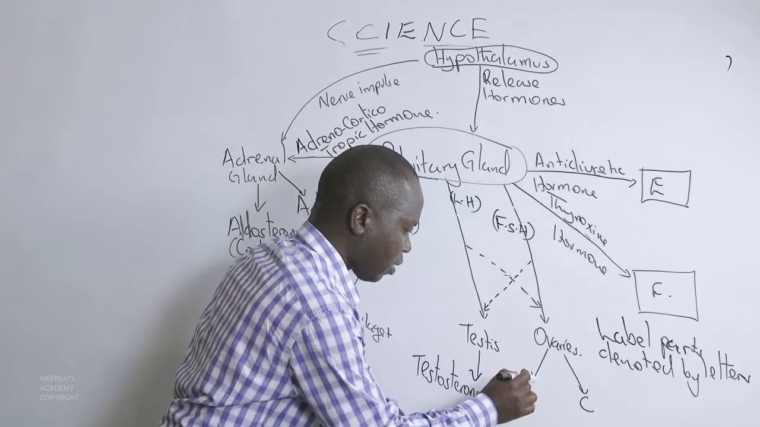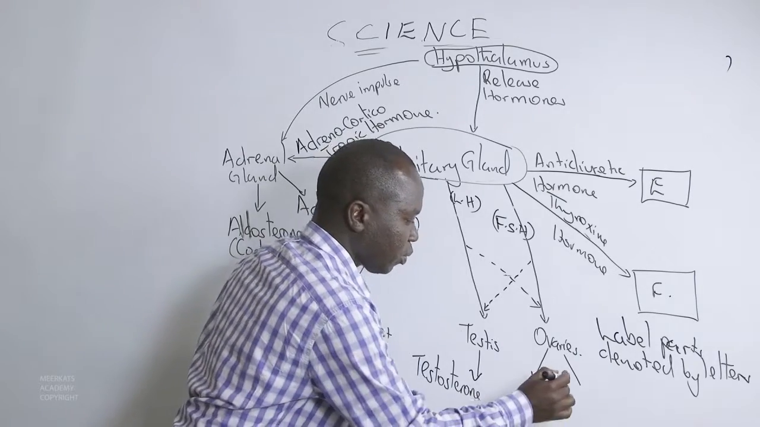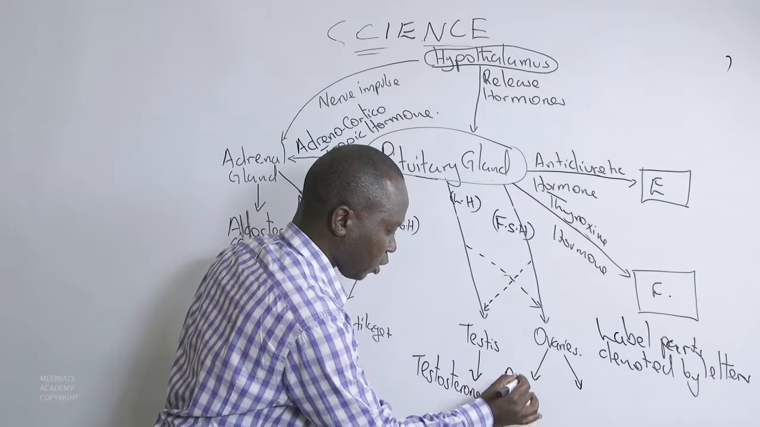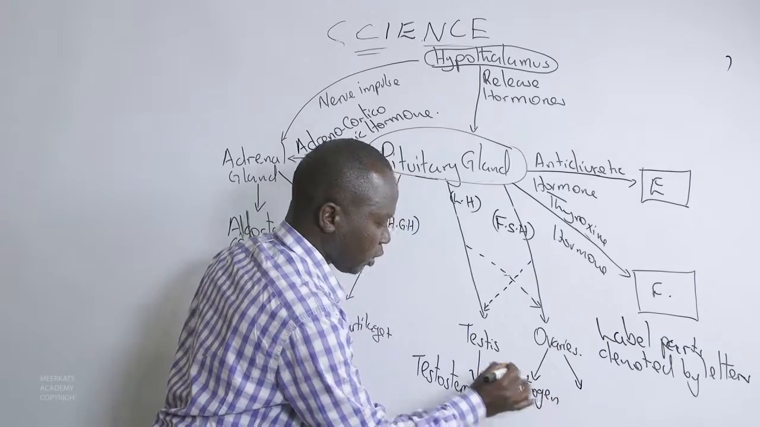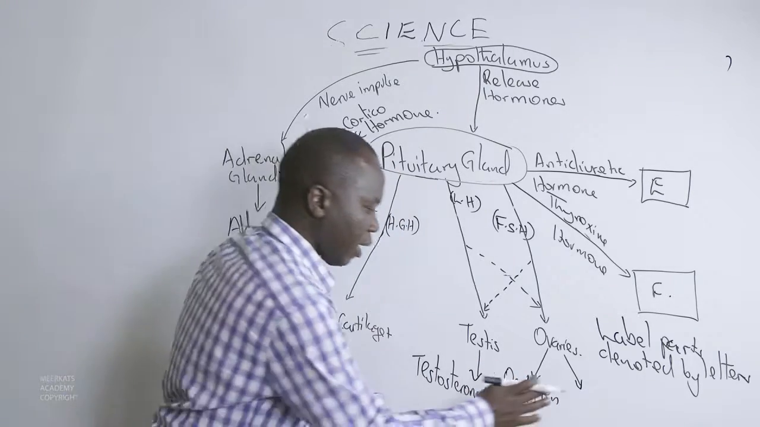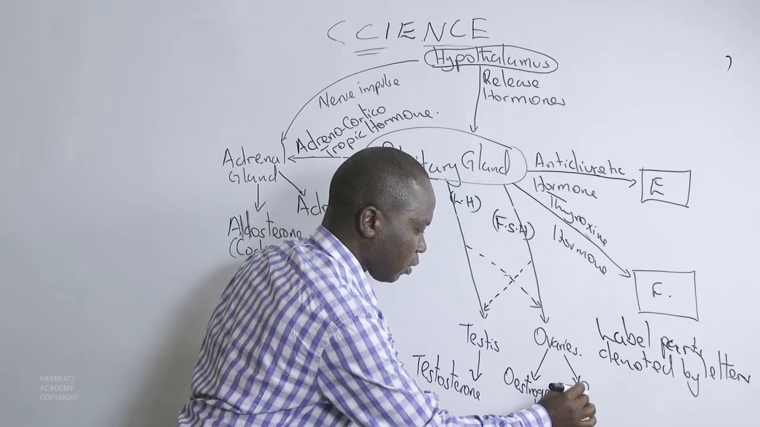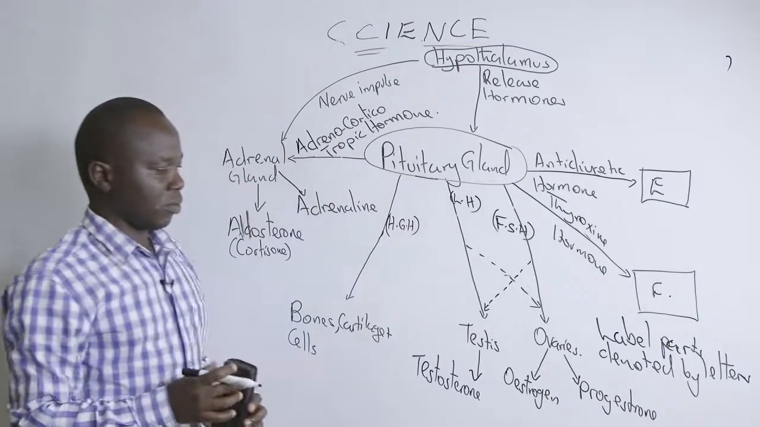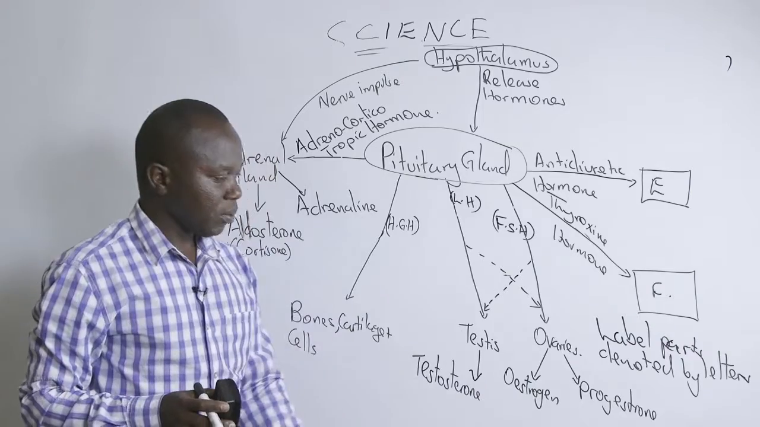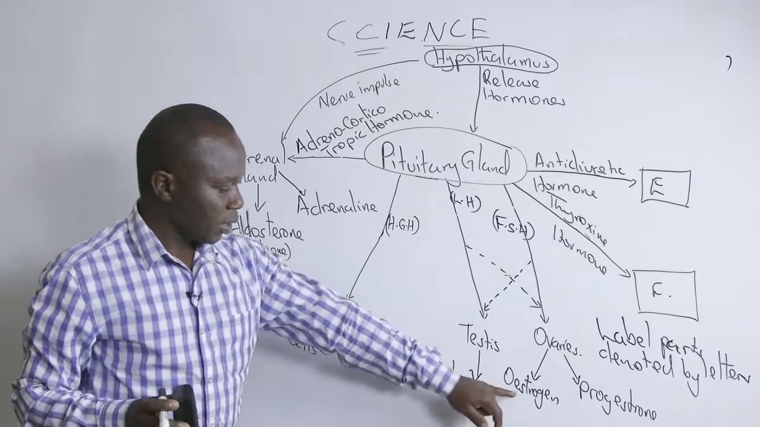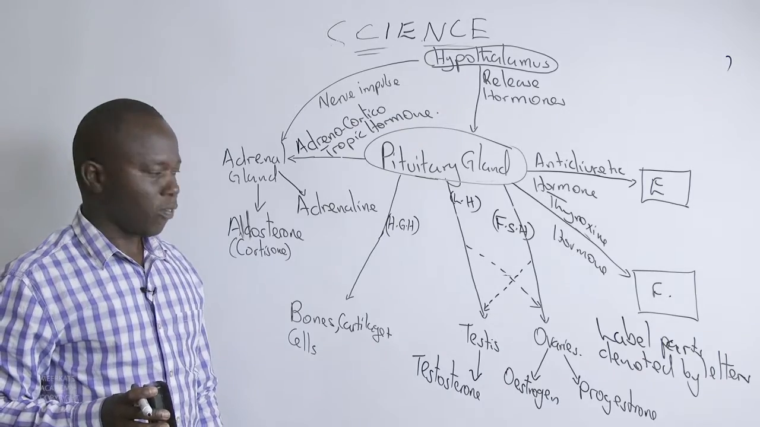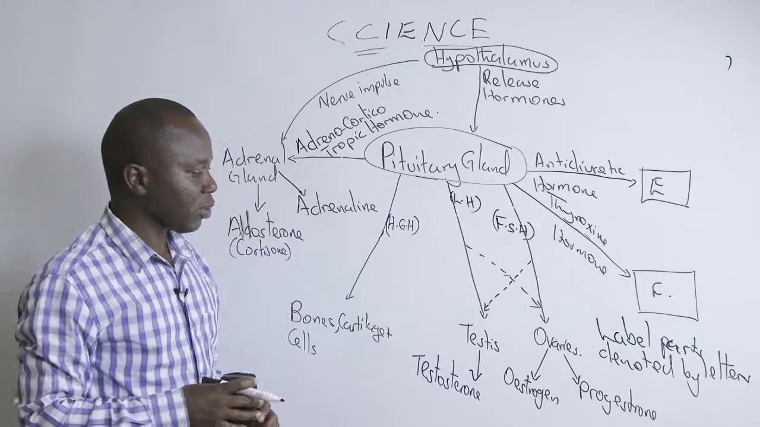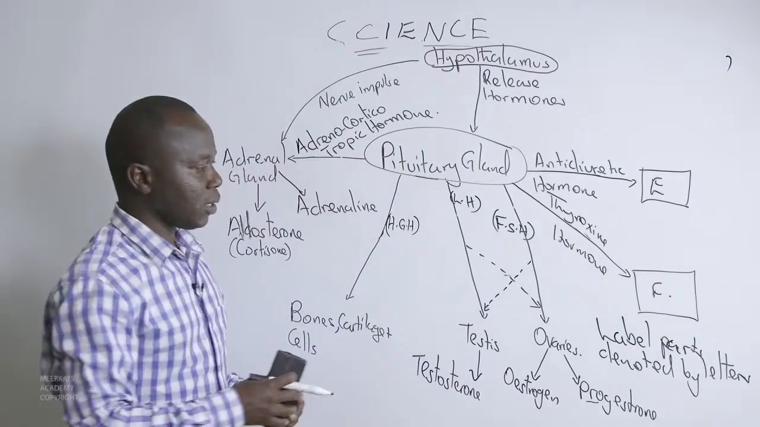Then we have another hormone secreted by ovaries. We have two hormones secreted by ovaries. One, we said estrogen. And then the other hormone was progesterone. So estrogen, we have looked at the roles of estrogen. It's the one that influences development of the ovaries and other secondary sexual characteristics. Progesterone maintains pregnancy.